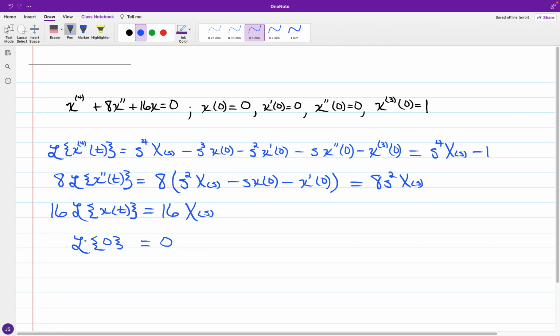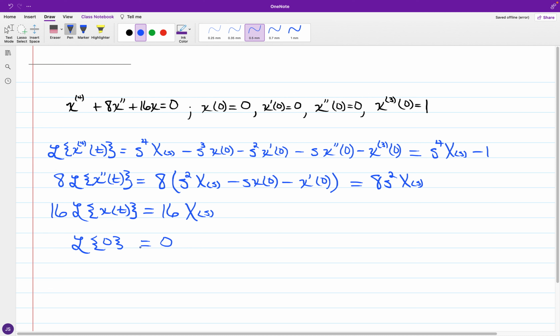Okay, so for 16 times the Laplace transform of x of t, this is equal to 16 times the Laplace X(s). And for the Laplace transform of 0, you would have 0 over s, however 0 is negligible, so that goes to 0.